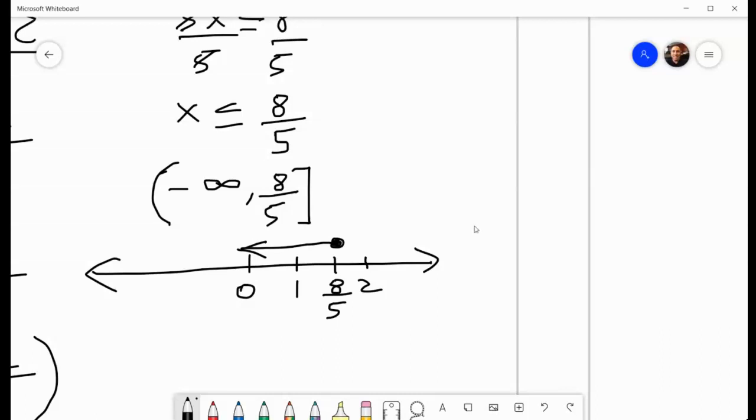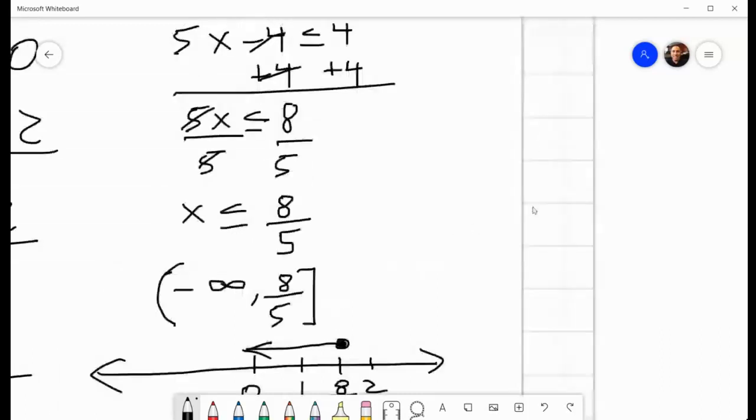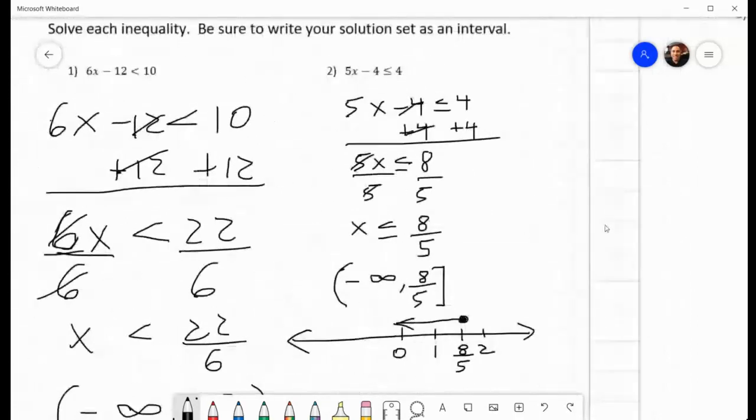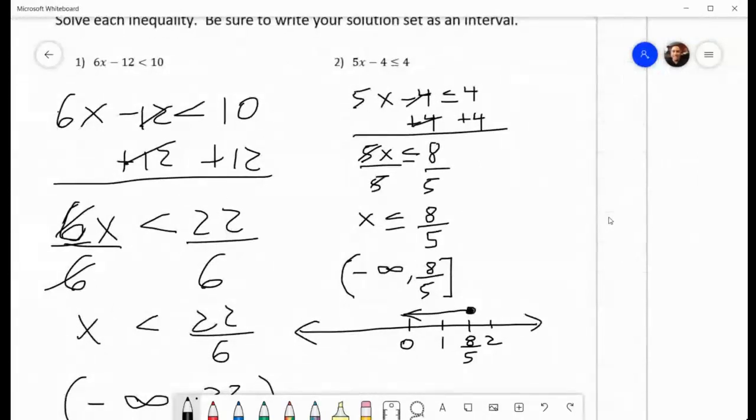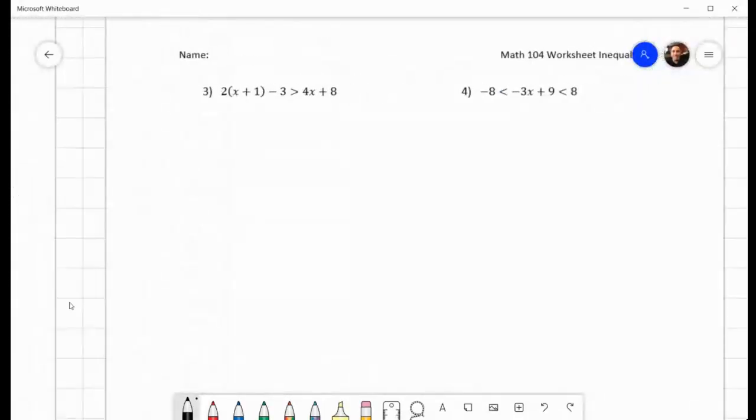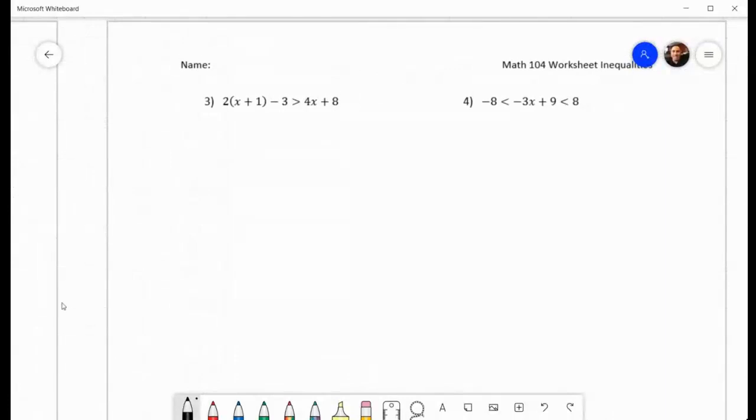All right. Any questions on these? Okay, so now what I'm going to do is I'm going to do 3 and 4. Again, if I go too fast, don't be afraid to say something, okay? Now I really want to make sure everyone understands this.